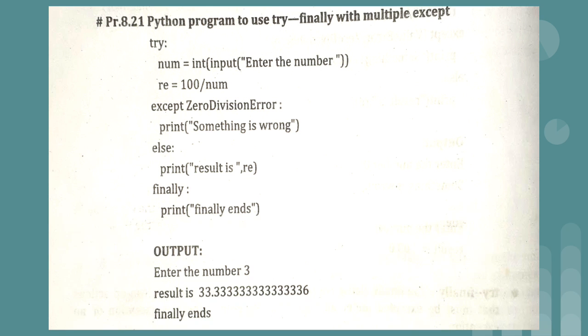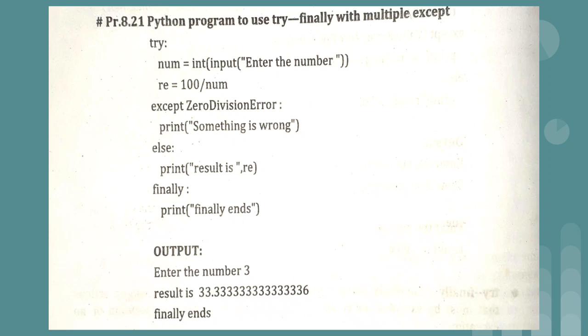Then again we have one more example. Again the same program we have used. That is, in this case, the second case which we have explained just now, that is the second output that you will get. We are taking one number, dividing 100 by that number. Then we have the except block, in which we have specified the error, that is ZeroDivisionError. And if this error occurs, then we have a print statement, "something is wrong". And after except we have the else block, in which we have just printed the result. And after the else block we have finally.